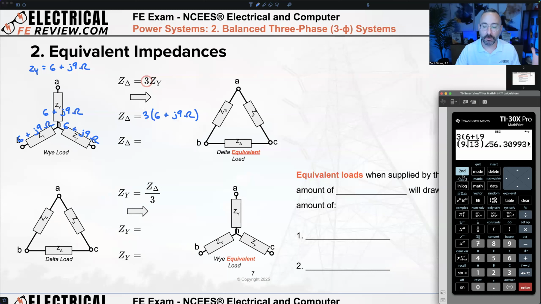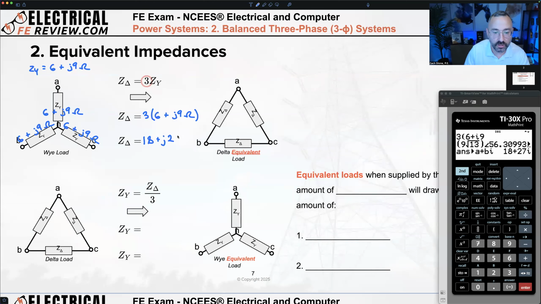Impedance, do we typically represent it in polar or rectangular? We really represent it in rectangular most of the time. So I'm going to go into my complex menu and go to number 5, a plus bi. That's the shortcut to convert to rectangular. So Z_delta, the equivalent delta load, is 18 plus j27 ohms, which is the same thing as 3 times 6 is 18 ohms for the resistance, and 3 times 9 is 27 ohms for the reactance. So I've got 18 plus j27 ohms.